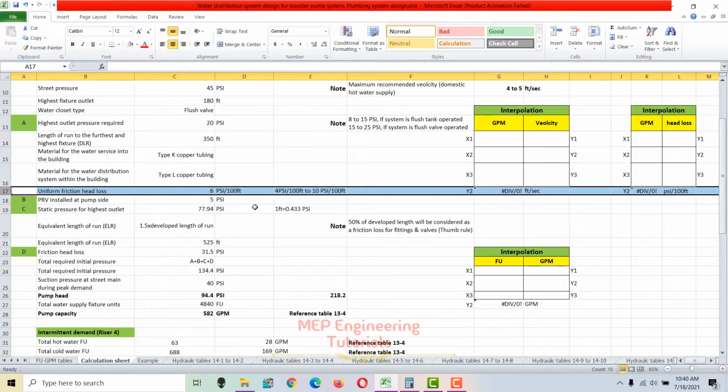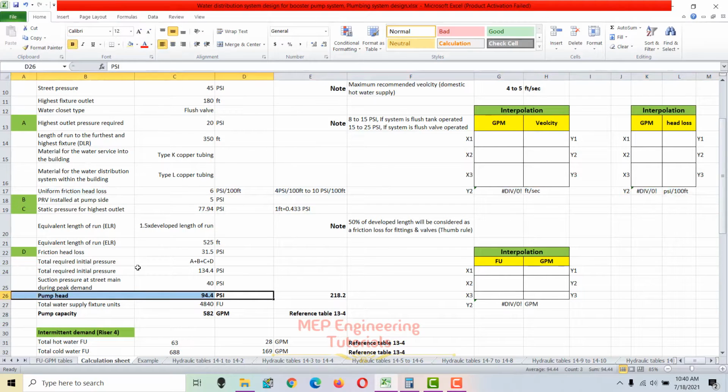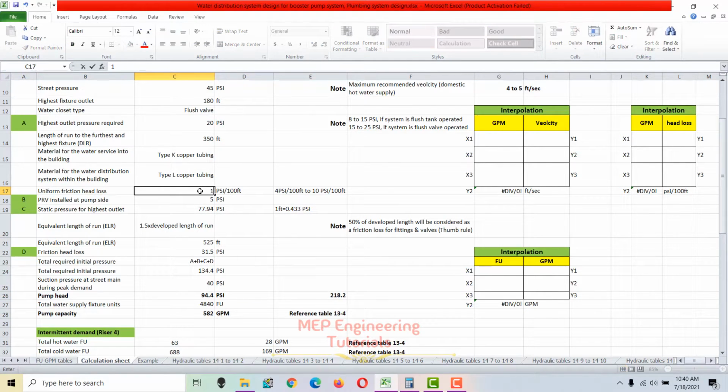That means you are saving the cost on the piping and insulation as well, but you are increasing the pump head. Pump head will be increased if you increase the friction head loss. So let's say I change this to 10 psi per 100 foot, you will see that the pump head loss will change. There will be more pump head loss. Let's say this is changed to 10 and pump head loss is increased. There is 115.4 psi, so more power will be used by the pump. So let's change back to 6 psi per 100 foot.